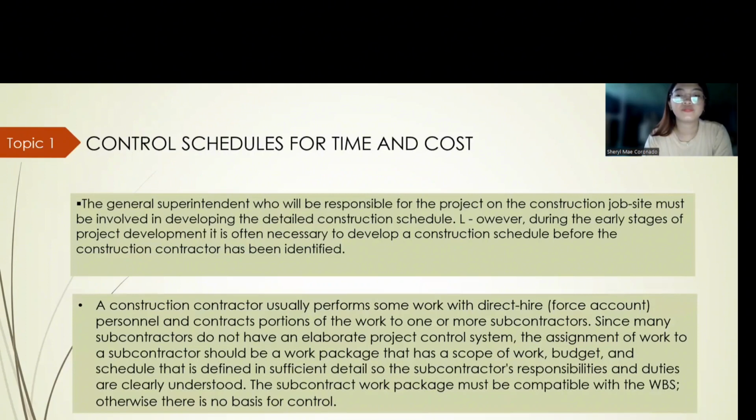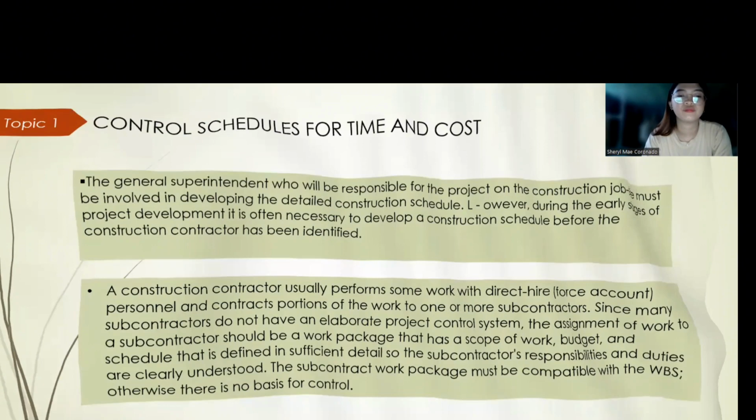Since many subcontractors do not have an elaborate project control system, the work assigned to a subcontractor should be a work package that has a scope of work, budget, and schedule defined in sufficient detail so the subcontractor's responsibilities and duties are clearly understood. The subcontract work package must be compatible with the WBS, otherwise there is no basis for control.